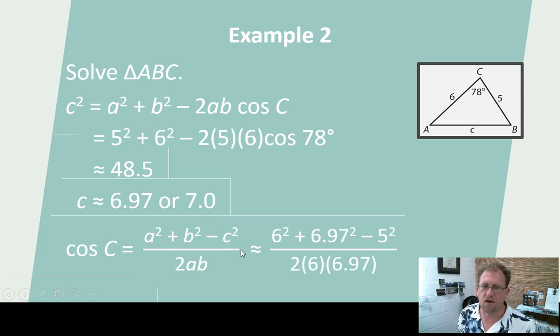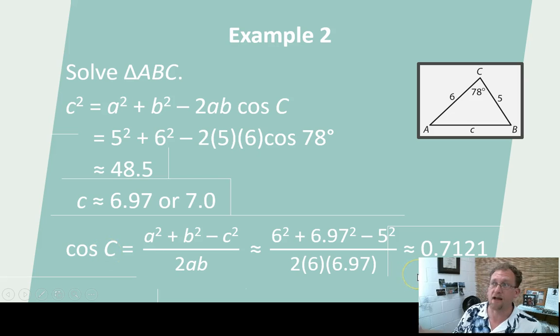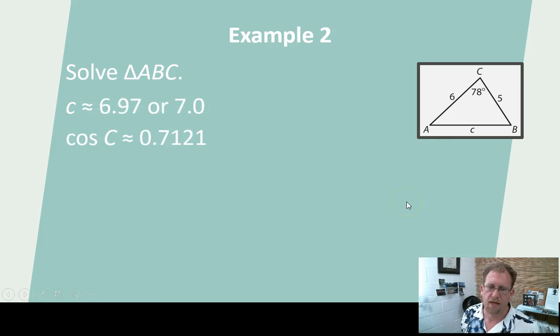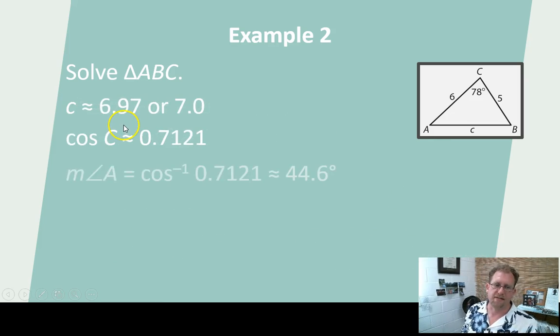And I can plug all of that data in, and I figure out that the cosine of C is 0.7121. Now all I have to do is take the arc cosine, going back through the cosine, right? And figure out what's the angle measure that has the cosine of 0.7121. And I discover that the measure of angle A is 44.6 degrees. So I can plug that in.